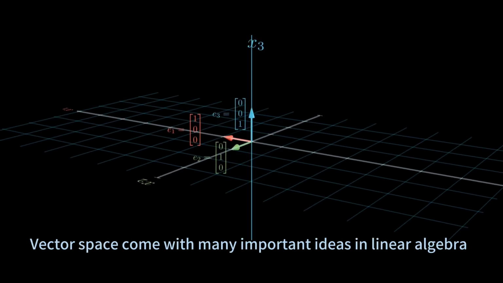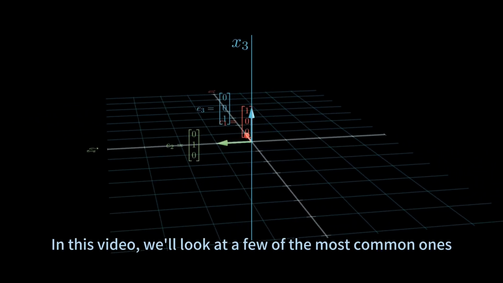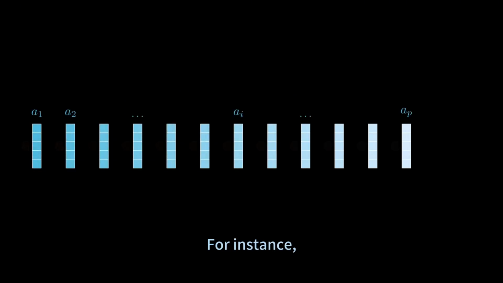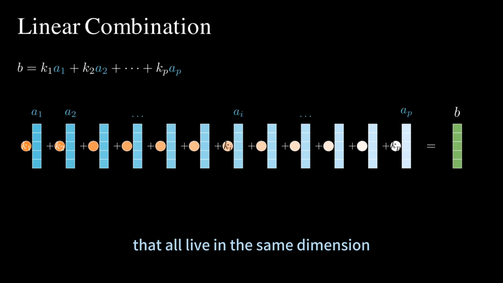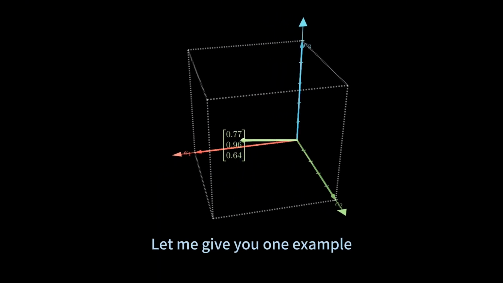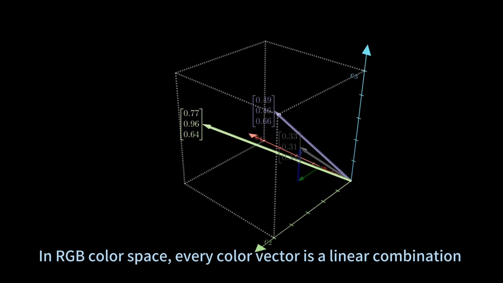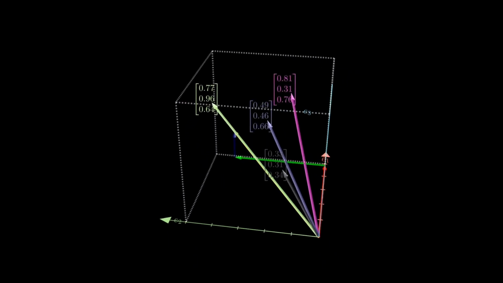Vector spaces come with many important ideas in linear algebra. In this video, we'll look at a few of the most common ones. For instance, a linear combination is just a weighted sum of vectors that all live in the same dimension. Let me give you one example. In RGB color space, every color vector is a linear combination of red, green, and blue vectors.